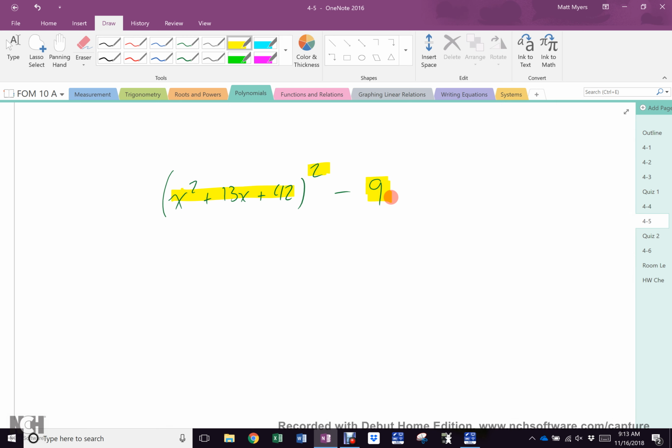So isn't this the same as a squared minus 9? So wouldn't this be a plus 3, a minus 3? But this is a. Can I do anything with a? What would I do with a? I could factor that, couldn't I?